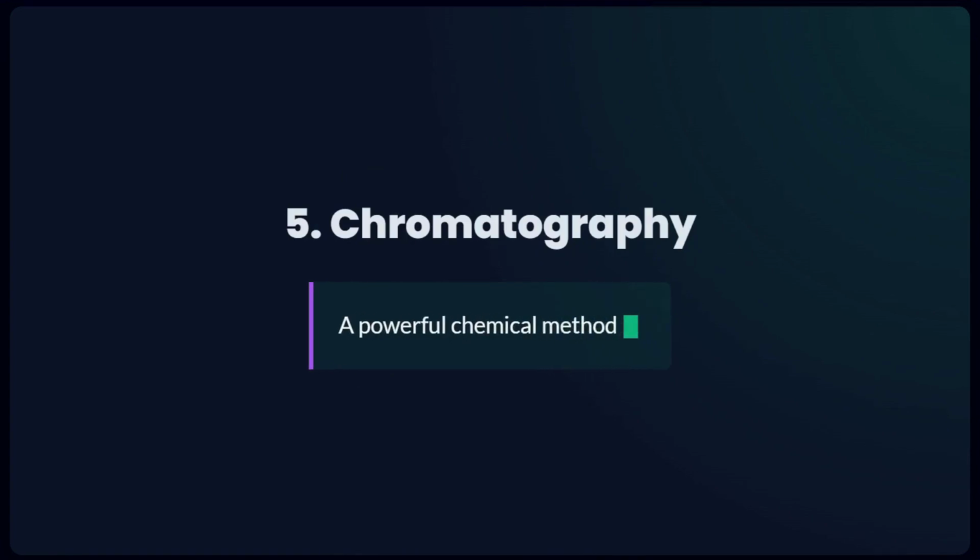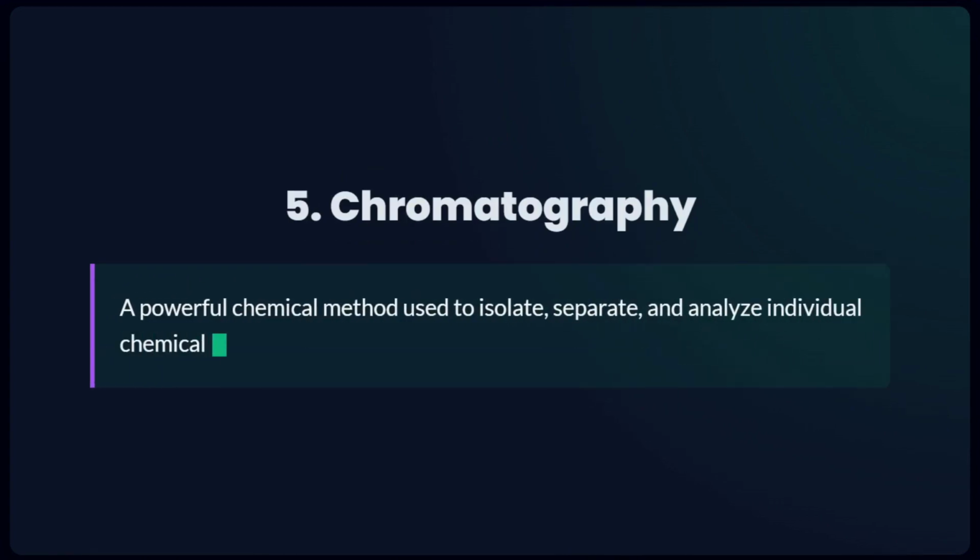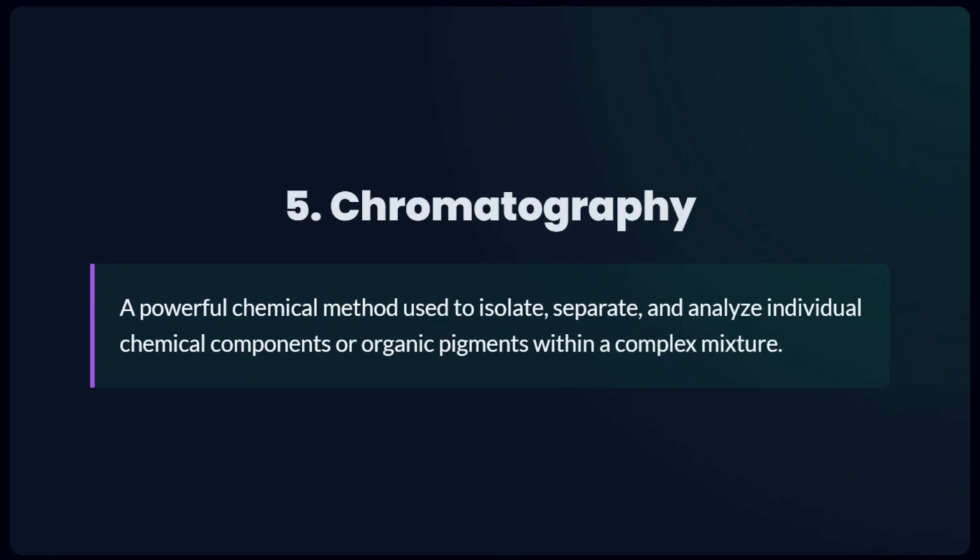Next is chromatography. This technique separates chemical mixtures based on how fast they move across a stationary medium. It is widely used in botany to isolate and identify distinct photosynthetic pigments like chlorophyll A and B.